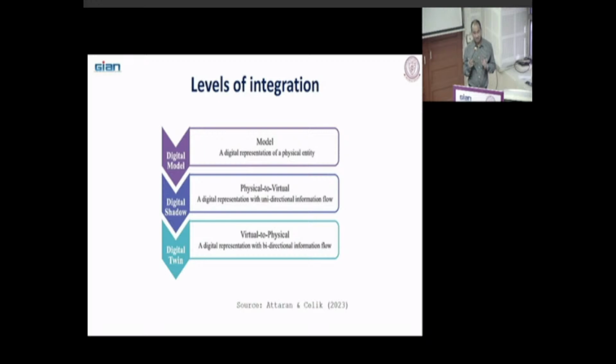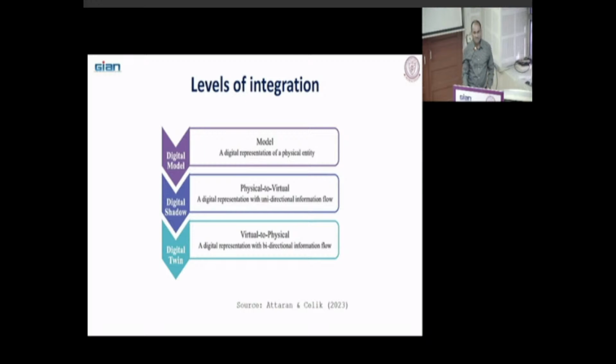A digital representation with unidirectional flow. Again, look at those keywords. Digital model means there is no information flow from your physical to the virtual and virtual to the physical. Digital shadow means information goes in one direction: unidirectional information flow from physical to virtual. So whatever data is available in the physical model, you get that data into your digital model. That is called digital shadow. And what is digital twin? Two-way direction, two-way information flow. So don't forget this one.